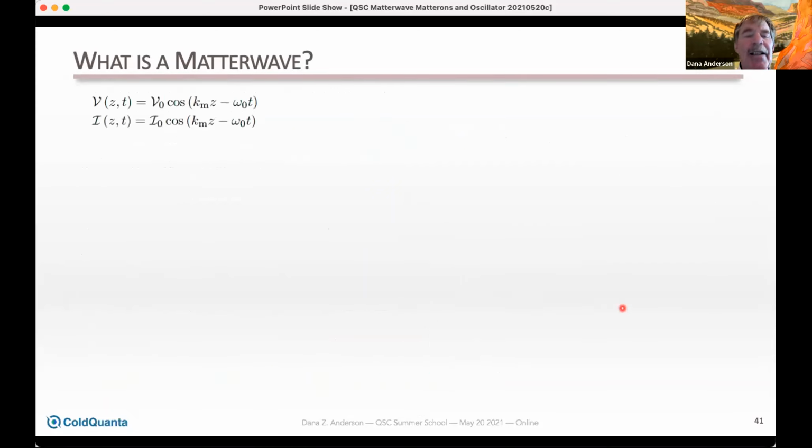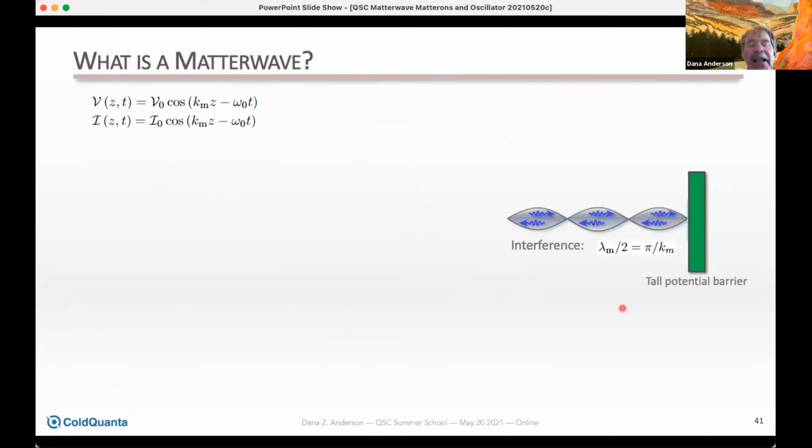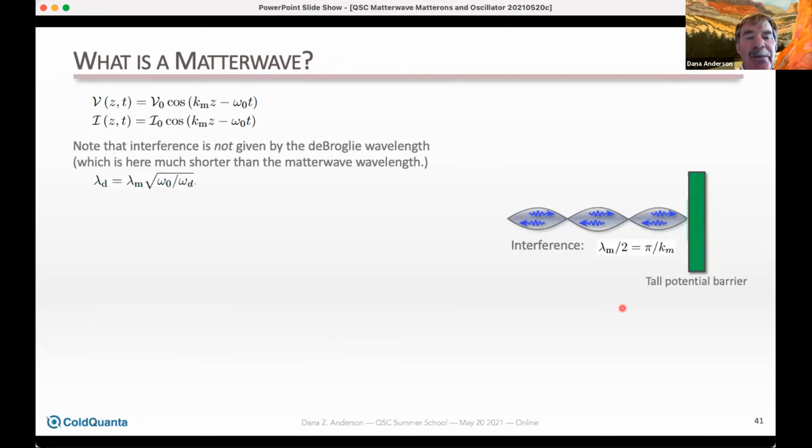And now we ask, what is this wave? As I said, if I went back and quantized it, what would I find? First of all, I find that the interference and the characteristics of this wave are not given by the de Broglie characteristics of the atoms. For example, the atoms are moving quite fast because of that potential offset and have a very short de Broglie wavelength compared to the wavelength associated with what I'm calling this potential wave.